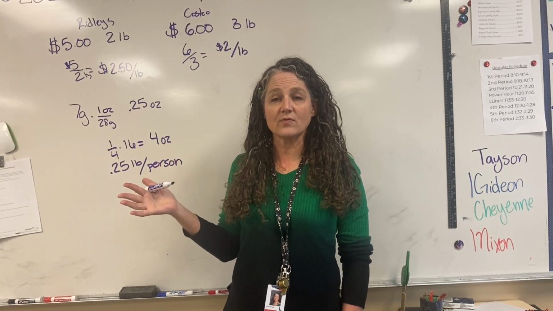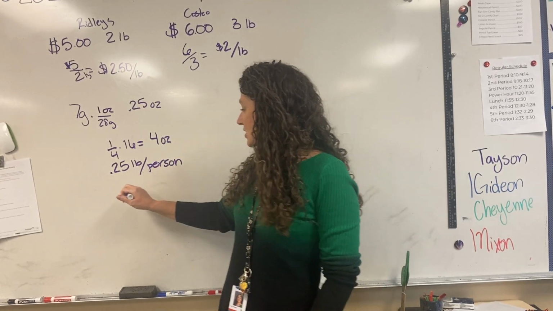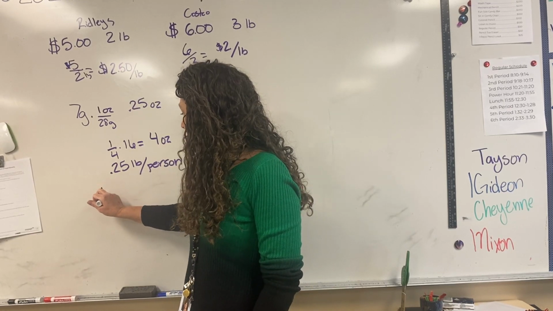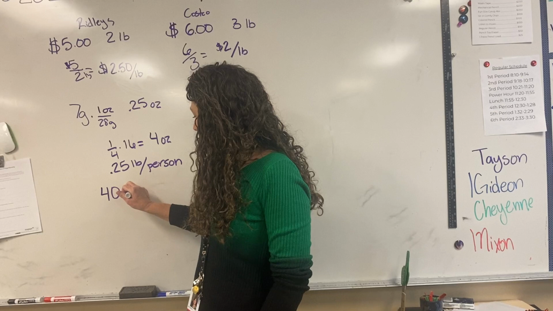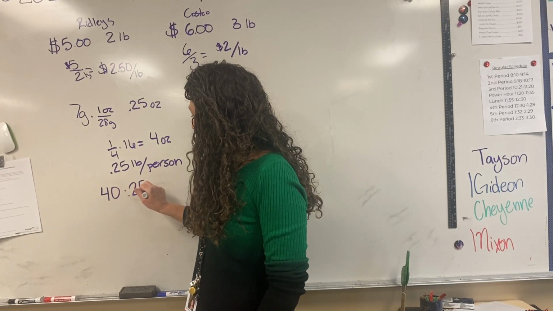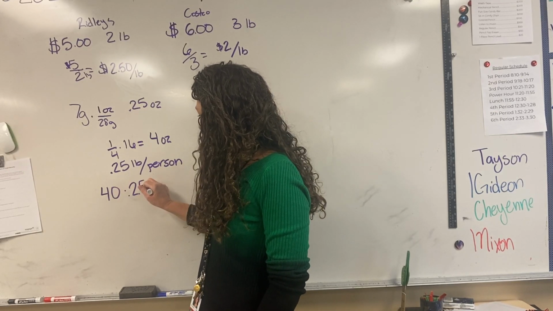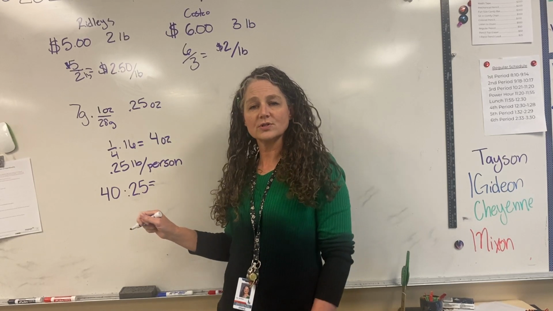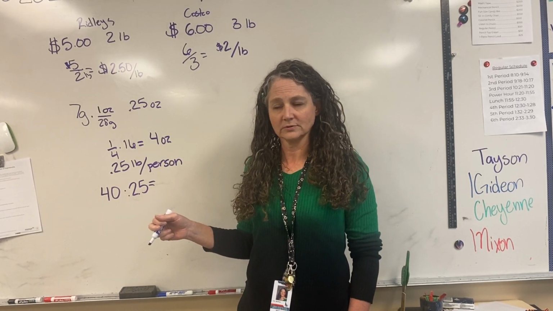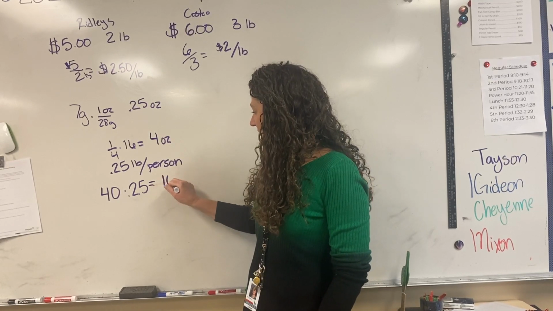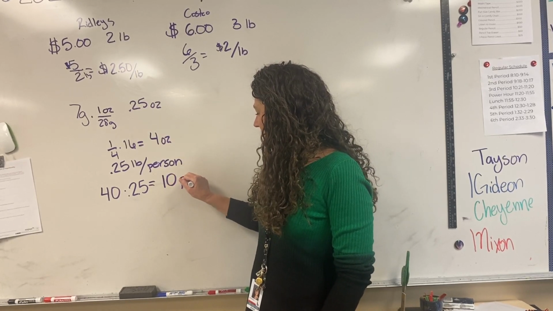But we're gonna say, what if we have 40? So we're gonna use our constant of proportionality. We have 40 people times 0.25 pounds per person. How many pounds of grapes are we going to have? What's 40 times 1/4? What's 1/4 of 40? Oh, it's 10. So I'm going to need 10 pounds of grapes.